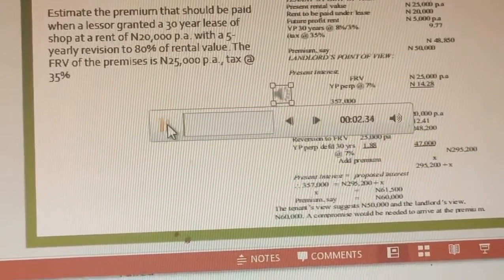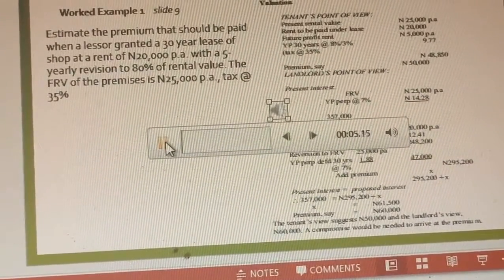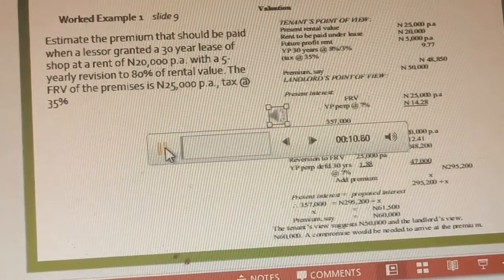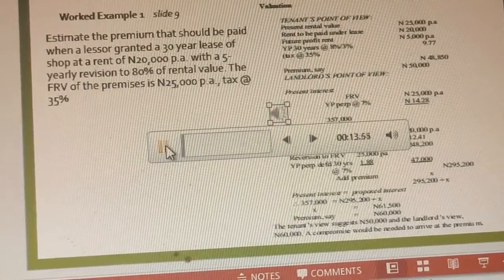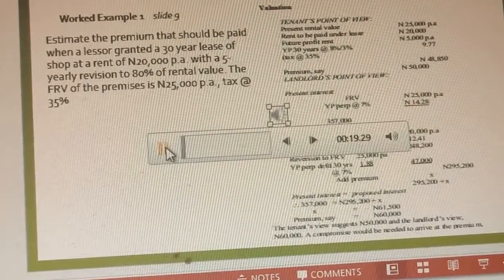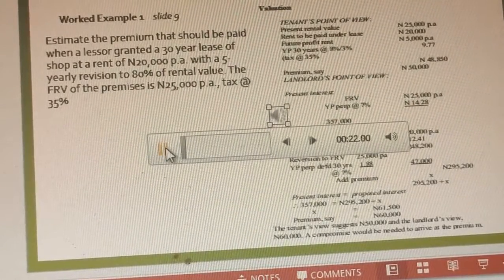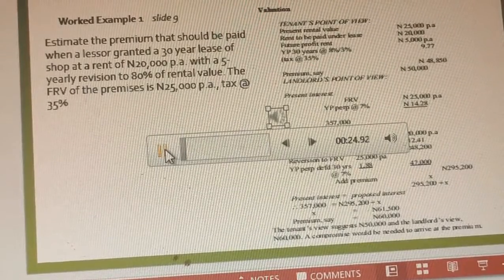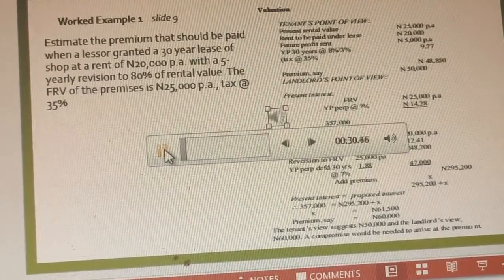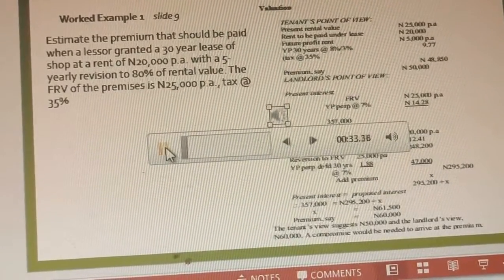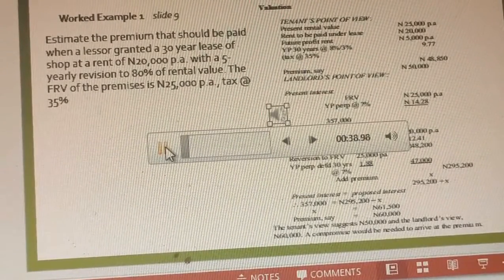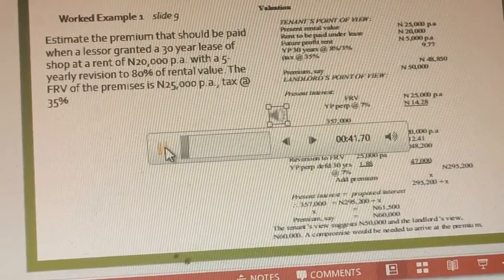Now let's look at this worked example, the very first one. Estimate the premium that should be paid when a lessor granted a 30-year lease of a shop at a rent of 20,000 with a 5-yearly revision at 80%, revision to 80% rental value. The full rental value is 25,000 per annum. Tax at 35%. Now, if we look at the right side, you will find the solution there.